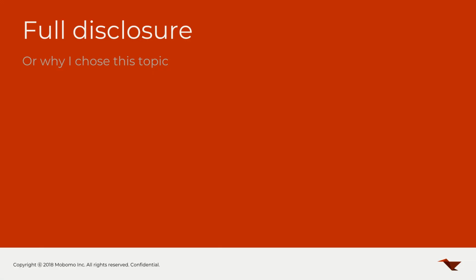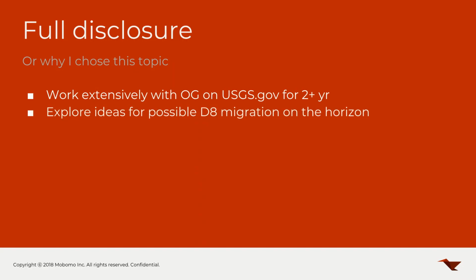So, quick disclosure about why I chose this topic. I feel obliged to tell that I have been working with organic groups in a D7 environment for USGS for about 2 years, maybe even 3 by now. We've talked about a D8 migration. This is basically my own informal exploration of what's out there, what's available if we were to ever do that. This is not a formal thing that they've tasked us to do, but since we mentioned moving to D8, I would like to see what was out there. So that's kind of where this all started.